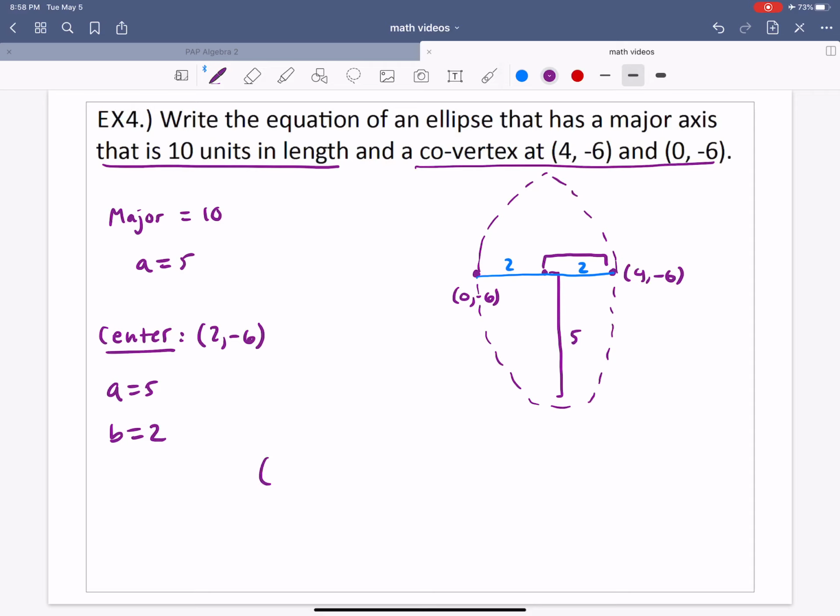Put it all together. (y + 6)² over 25 plus (x - 2)² all over 4 equals 1.